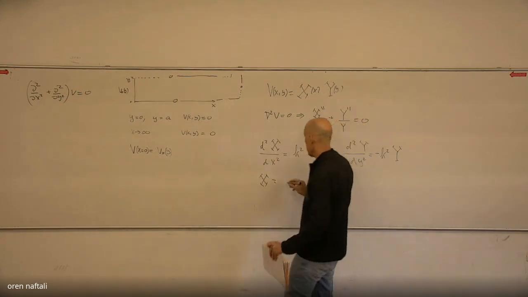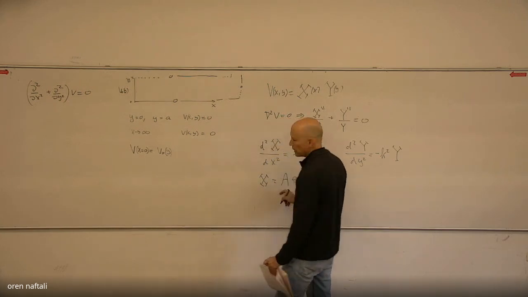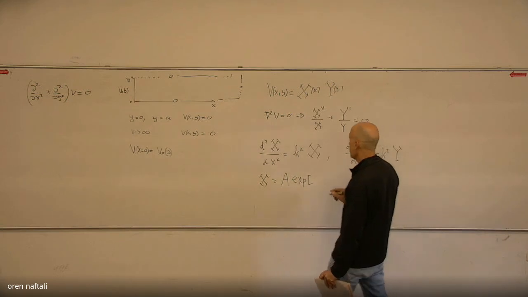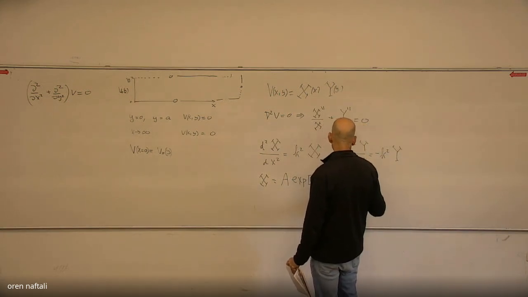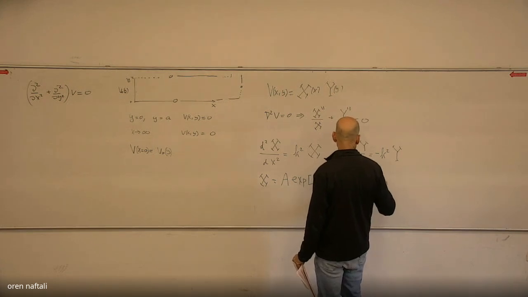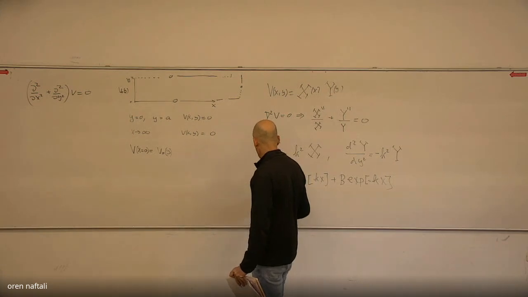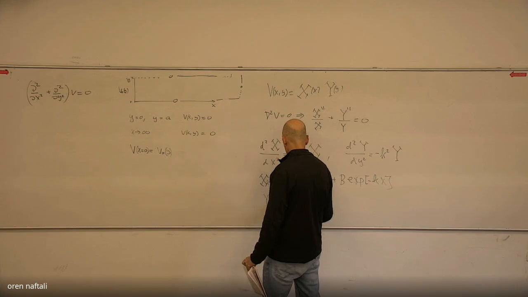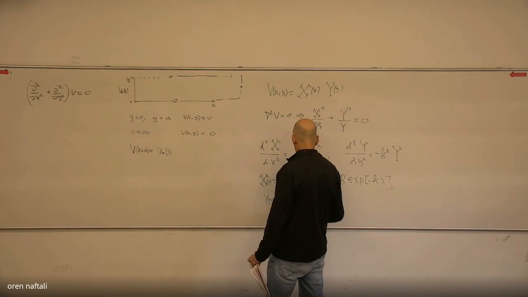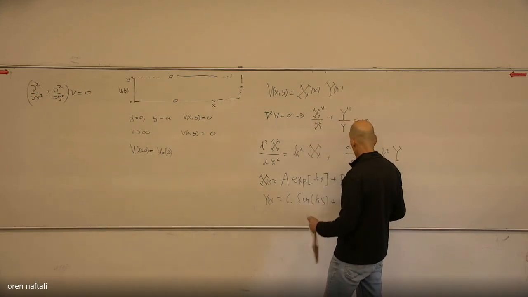Capital X is this function: A exponent, where A is some constant, I don't know it yet, kx, plus B exponent minus kx, and this is a function of x. And this capital Y, I want to write it as C sine ky plus D cosine ky.